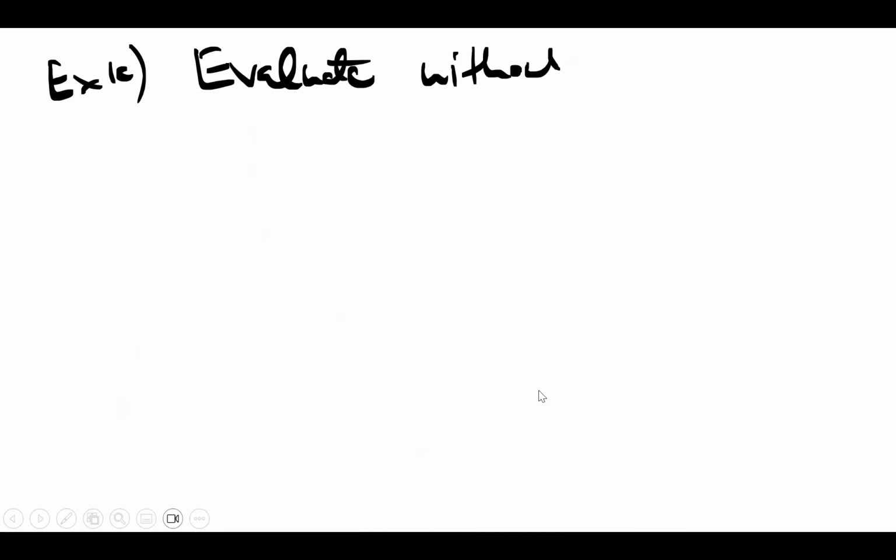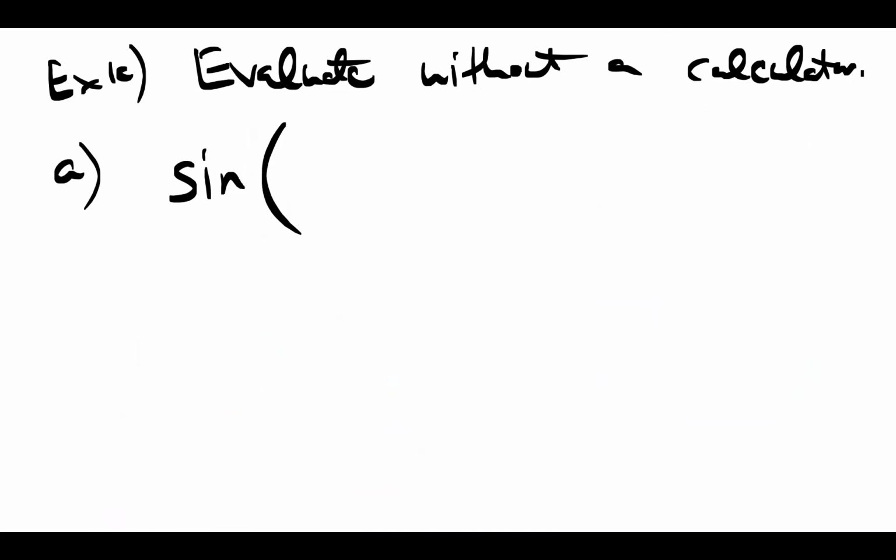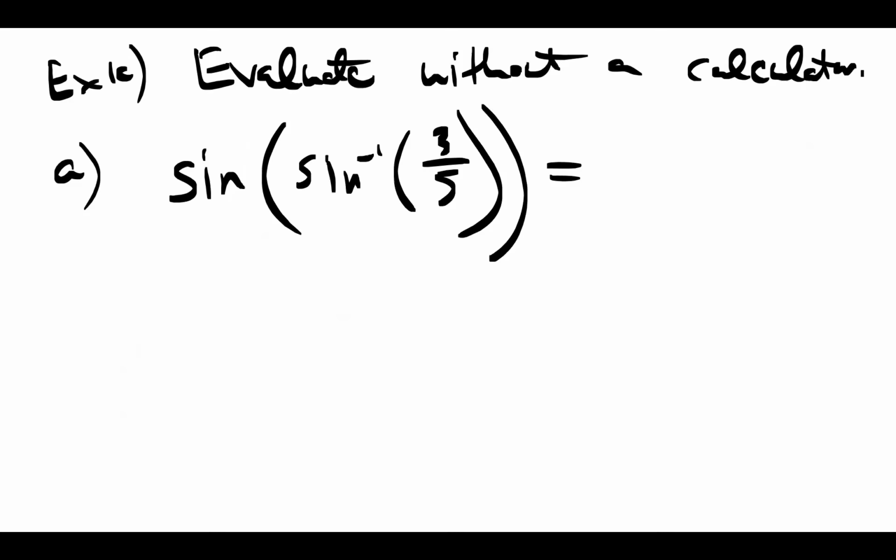So evaluate this without a calculator. I need sine of sine inverse of 3/5. I am taking a trig function of an inverse trig function. The only thing we got to think about is this: is this a ratio that makes sense for sine? Is it possible to have a 3/5 ratio for sine?